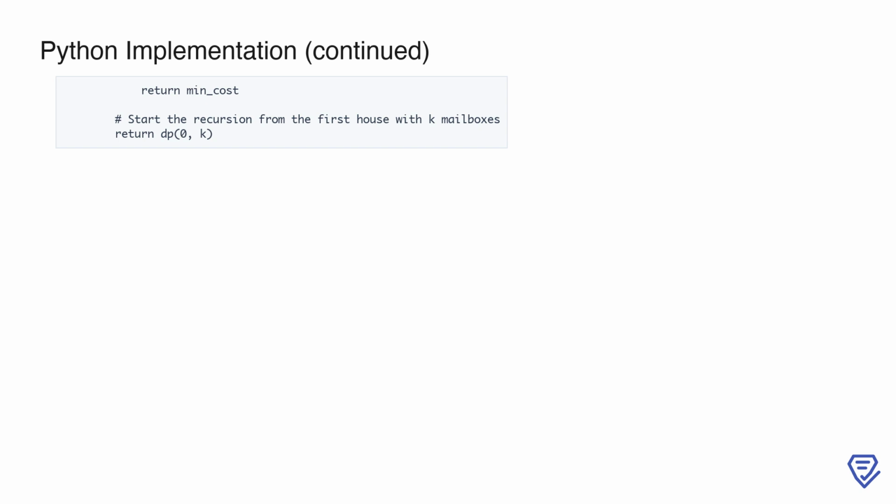Lastly, we initiate the recursive process by calling the dp function with the starting index of 0 and the total number of mailboxes, k. This will calculate and return the minimum cost required to allocate k mailboxes optimally for the given houses. By leveraging memoization and the pre-computed costs, this implementation efficiently solves the problem while avoiding redundant calculations.